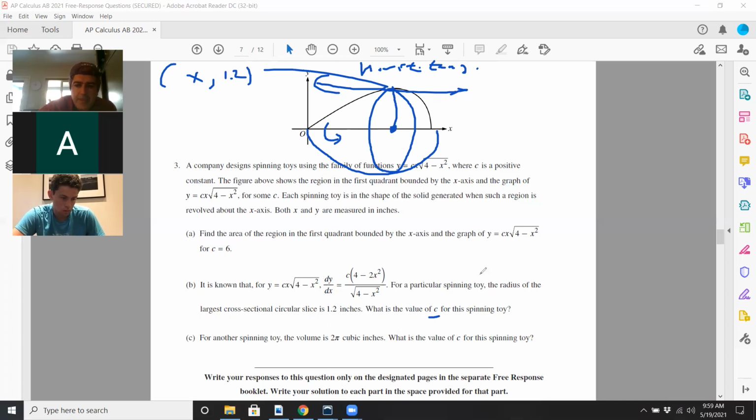So 1.2 will equal c times x times root 4 minus x squared. Okay, I have a problem because I need to solve for c, and I don't know what x is. But they do give me a derivative here, which is very helpful. And the thing is that I do know the derivative is going to be 0 at that location because you have a horizontal tangent. So I'm going to replace dy over dx with 0. When a fraction equals 0, the numerator equals 0. So 0 equals that.